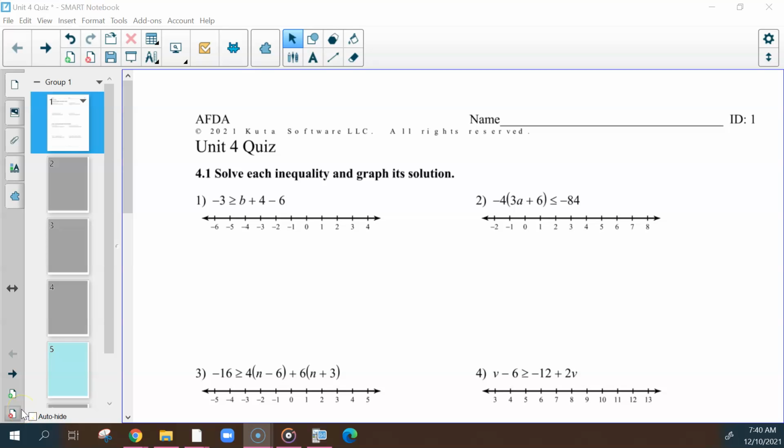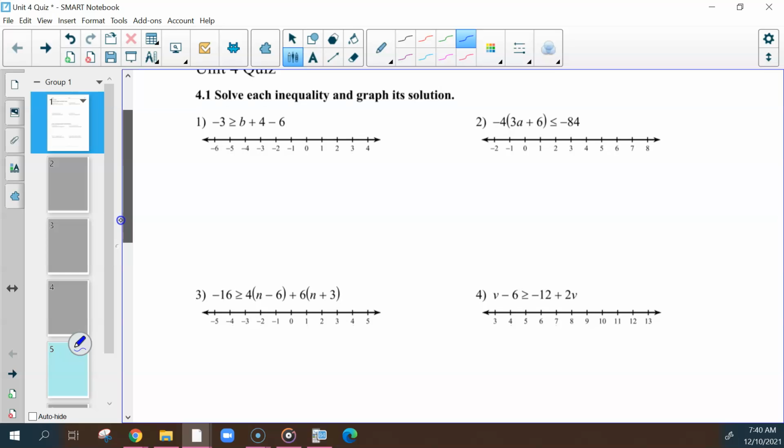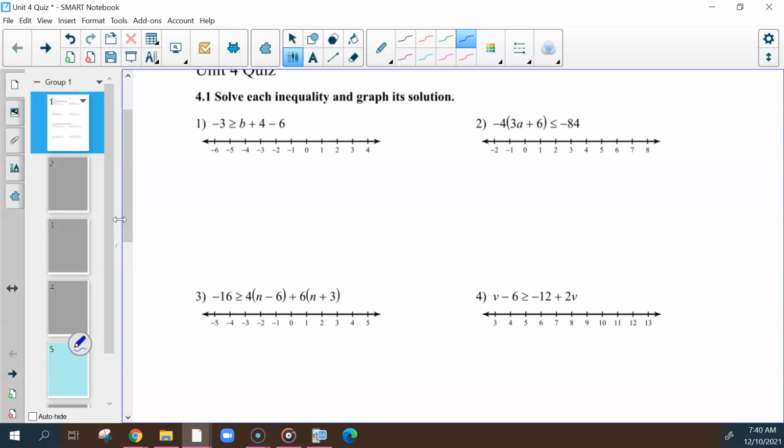Most of you did well, but there were some mistakes, so we'll go over those. That way you don't make that same mistake come Monday for your test. Right, so for the first section, you needed to just solve these.